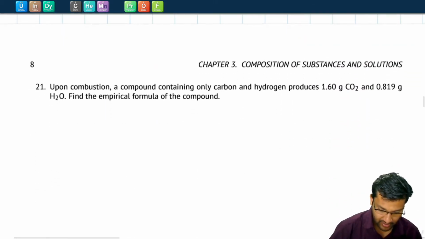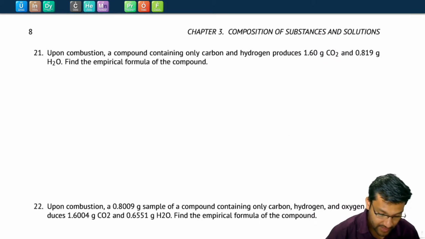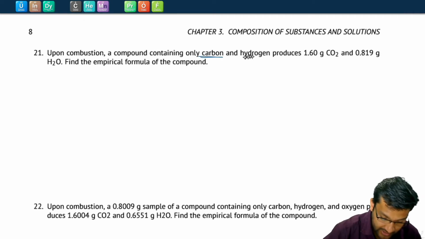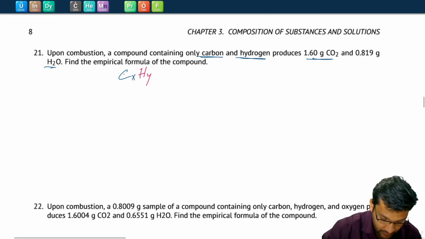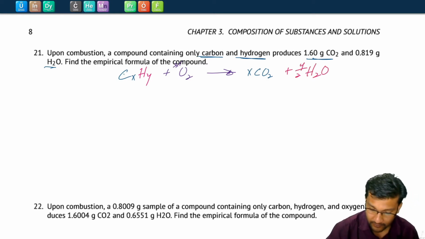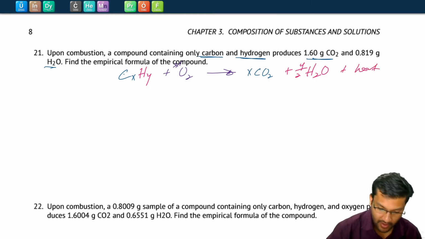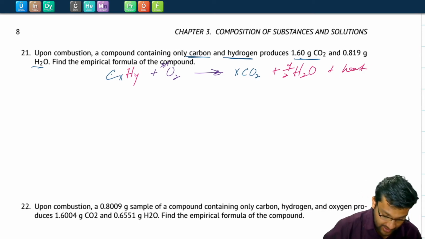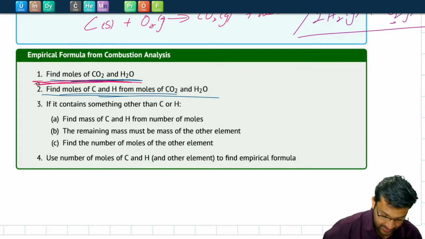Let's look at an example. Hopefully that becomes clear. So here we have a combustion of a compound containing carbon, hydrogen, and it gives us carbon dioxide and water. So we have some carbon, let's call it X, with hydrogen Y, that's our compound, reacting with excess oxygen to form some X number of carbon dioxide plus some, let's say, Y over 2 number of water, plus heat and other stuff. Okay, so let's first figure out the moles of carbon dioxide and water.